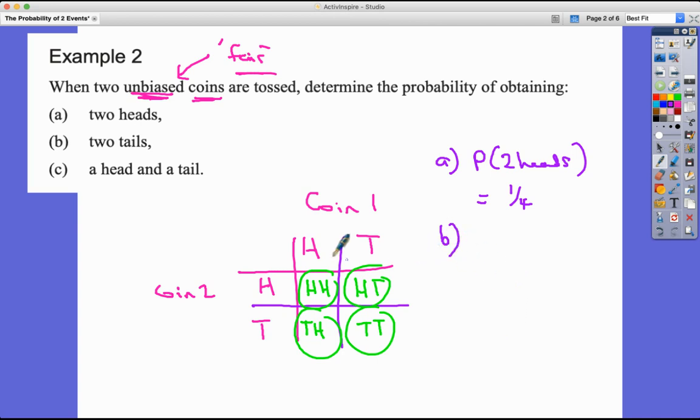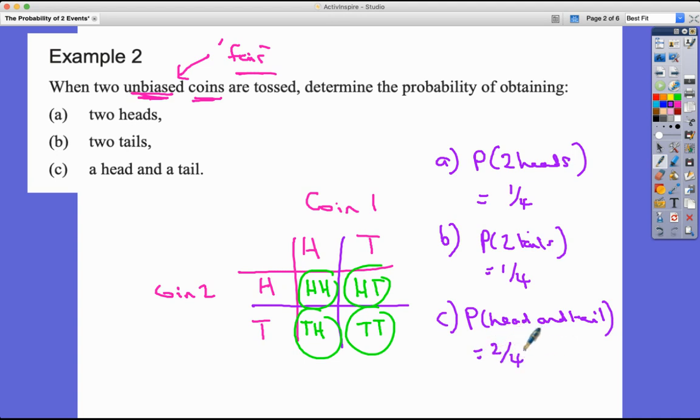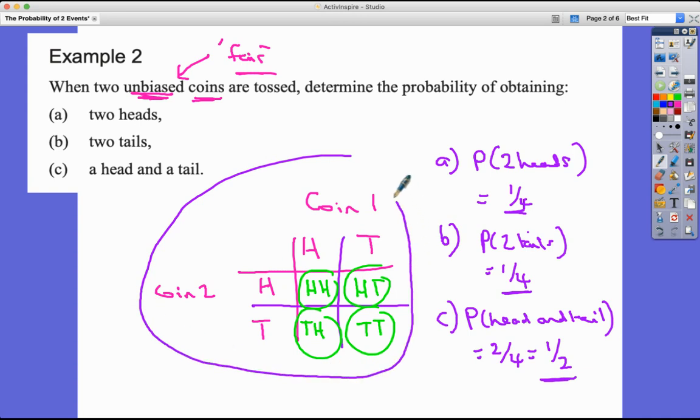All good. Okay, 2 tails. Well, there's 1 of those as well. Probability of 2 tails is 1 in 4. And C, a head and a tail. Well, there's 2 actually. There's 2 of those out of 4. Doesn't matter what order they're in, which is 1/2 when simplified. Okay, so nice and easy. As you can see again, once we draw the sample space diagram, life is really easy.